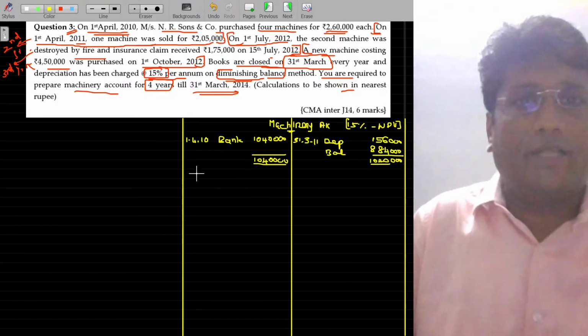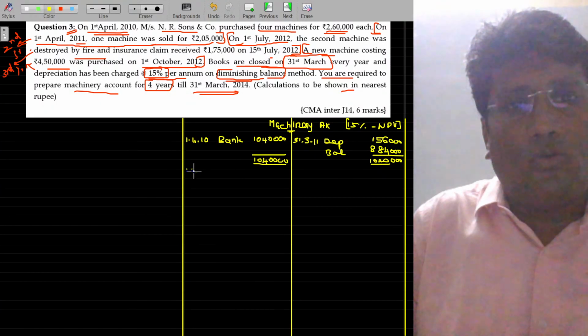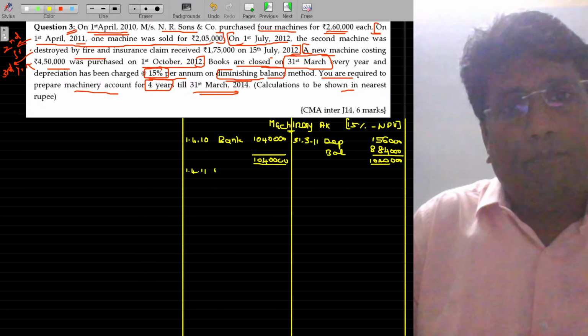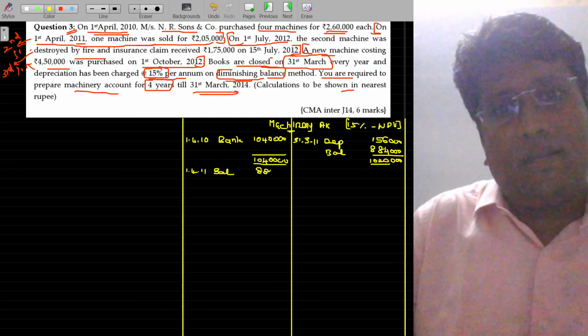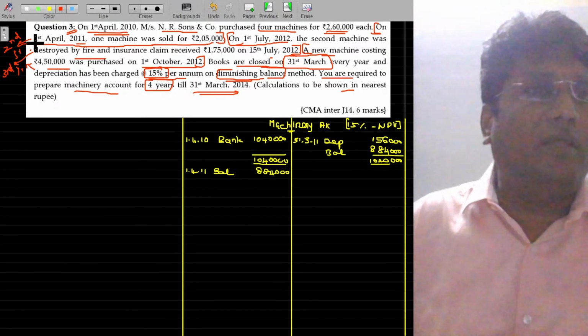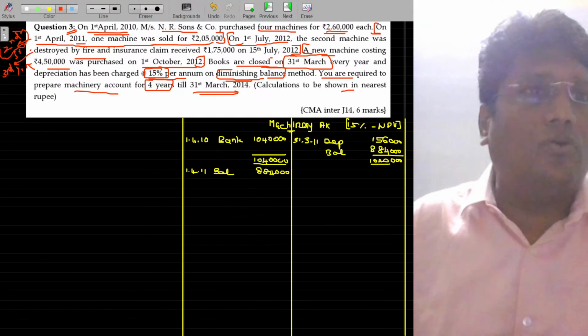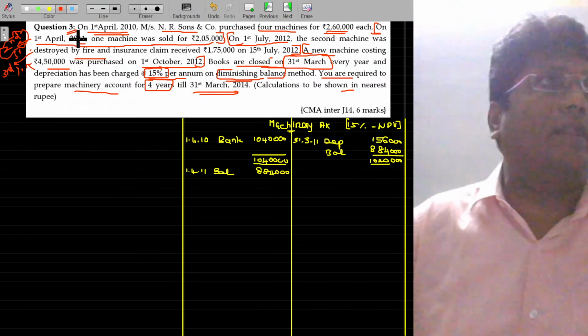Now I will transfer that to the next year. 1/4/2011 balance 8 lakhs 84,000. For the second year, one adjustment is there, no. So immediately finish up that adjustment.